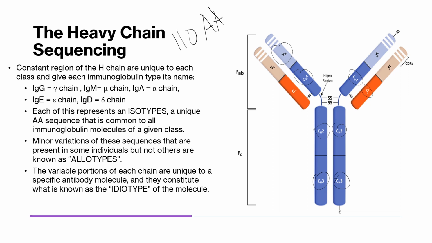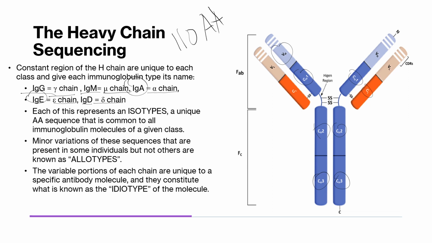Now, the constant regions of the H chain are unique to each class and give each immunoglobulin type its name. Hence, IgG has a gamma chain, IgM has a mu chain, IgA has an alpha chain, IgE has an epsilon chain, and IgD contains the delta chain.